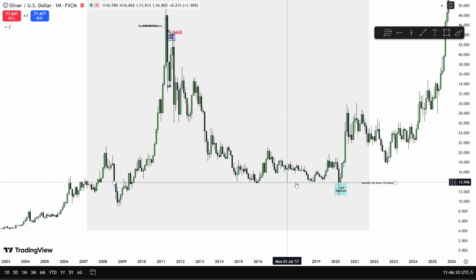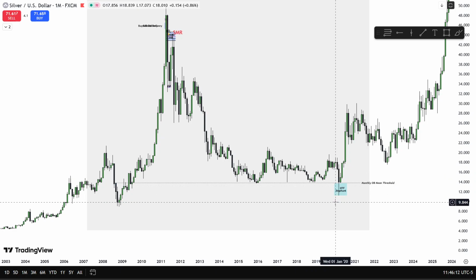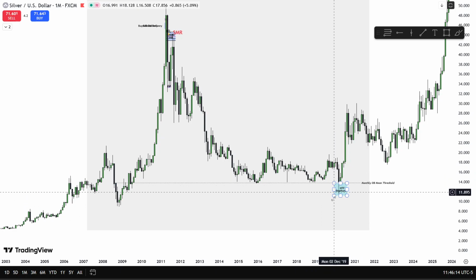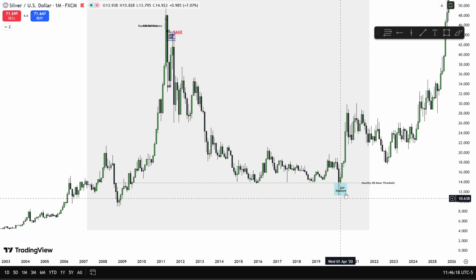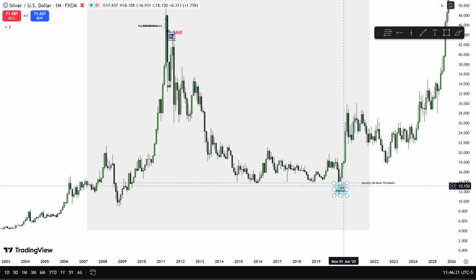You can see right here, right here, right here, and you can see the wick went down to collect the sell side liquidity in it. You can see the reaction after absorbing the sell side liquidity. Boom.